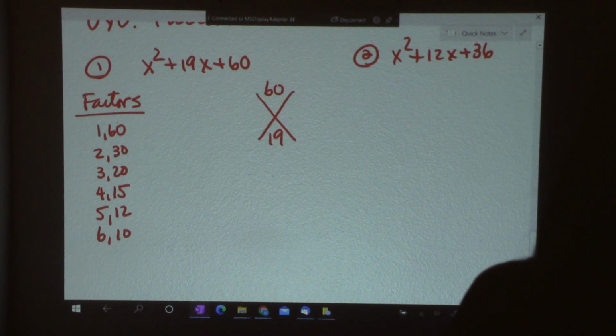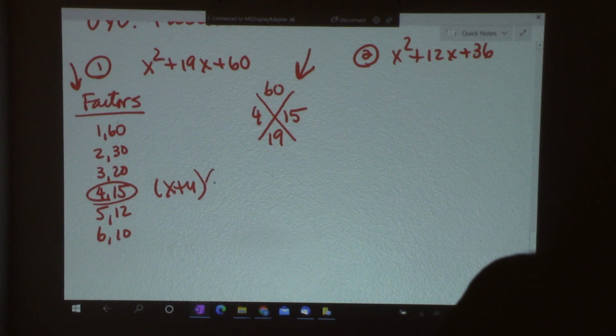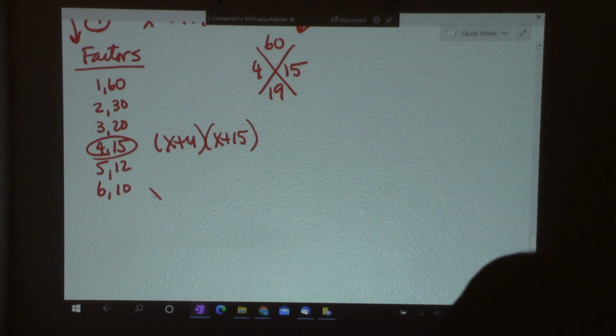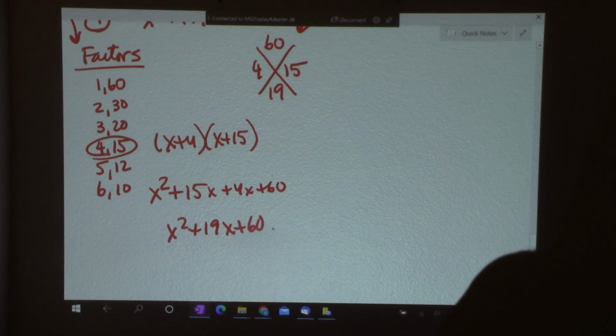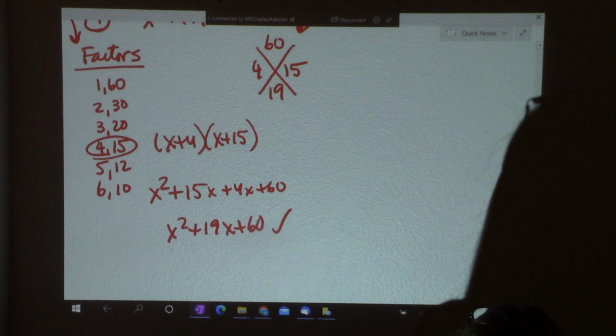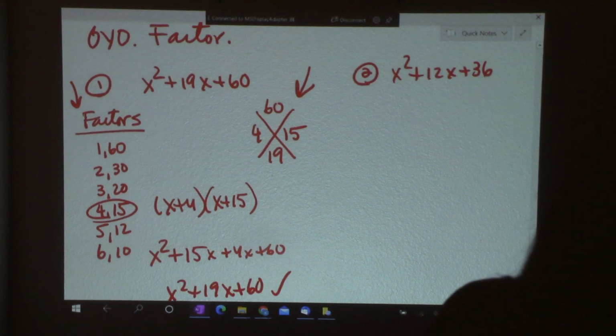Okay, so which two add up to 19? That'd be 4 and 15. So this is your work you show me. So I've got x plus 4 and x plus 15. Okay, so let's check that with FOIL. And I get x squared plus 19x plus 60, and that's what I started with. Okay, let's do number 2.